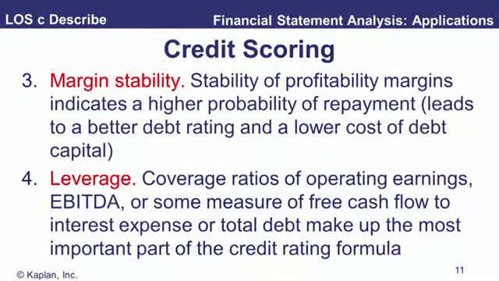Margin stability. Well, of course, this is looking at our profit margins, operating profit, gross profit margin, net profit margin, and it's looking for stability over time. And I think actually beyond margins, we'd also look at cash flows and their stability over time. The more stable our earnings are, the better our credit ratings are going to be, essentially. We've got greater ability to service both interest and principal.